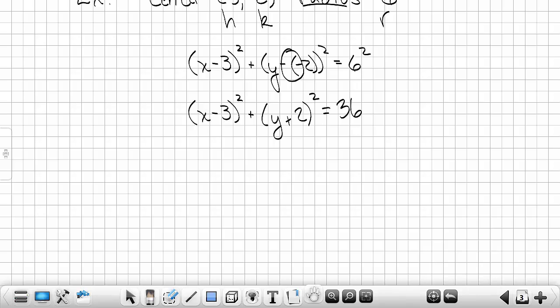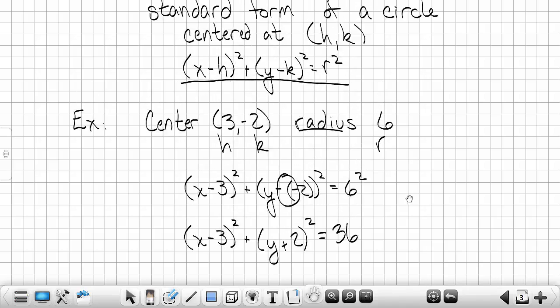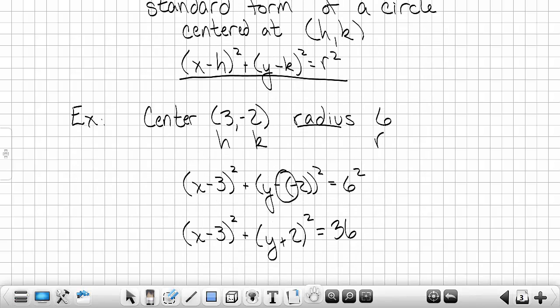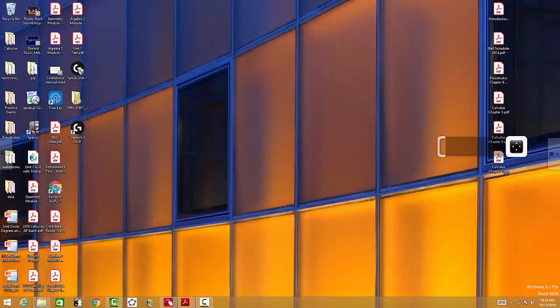Okay? So we're taking our normal circle, which is way up here. This one's not shifted left or right, up or down. Right? So we're just moving it. We're taking that circle that was at the origin and moving it wherever we'd like it to be. Let's go ahead and take a look at it really quick on Desmos.